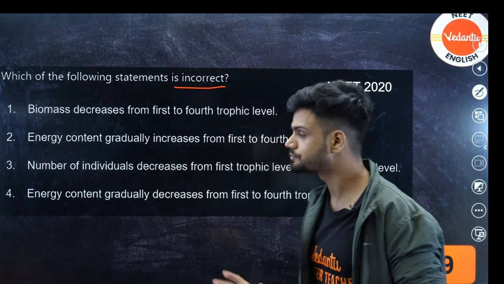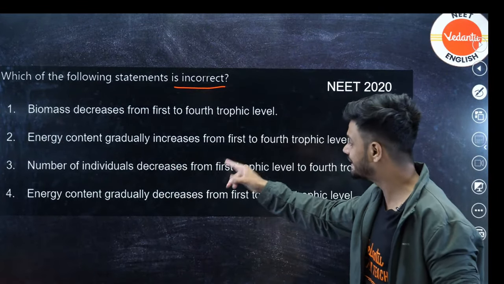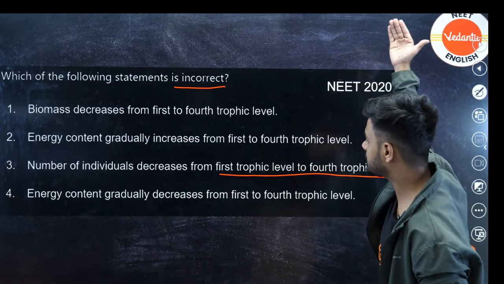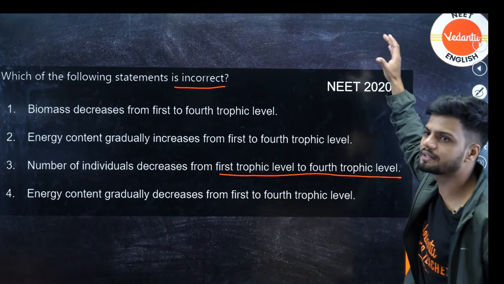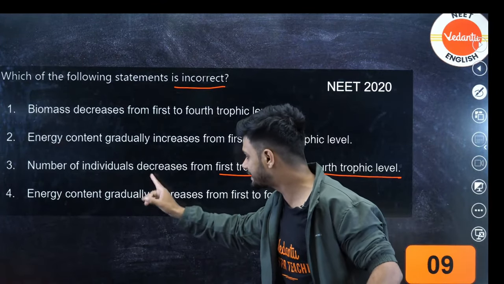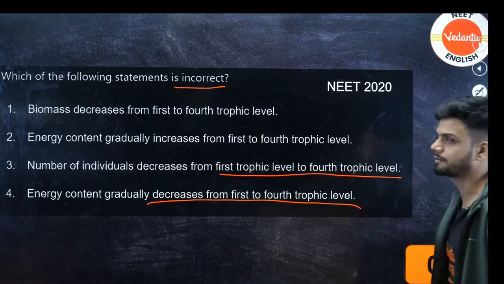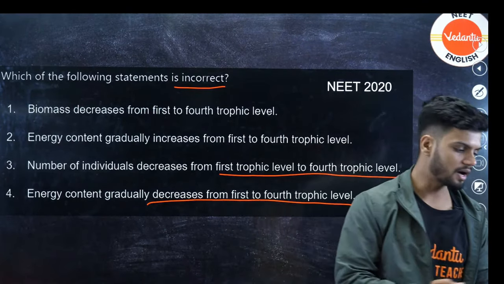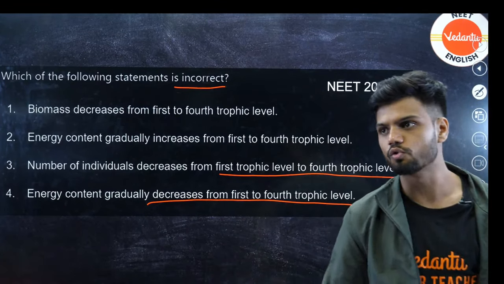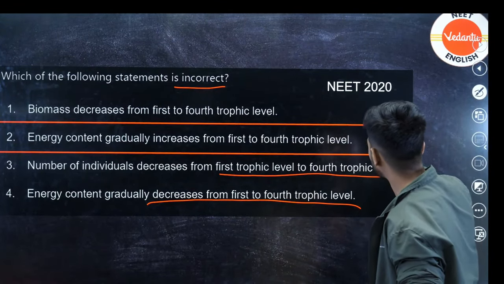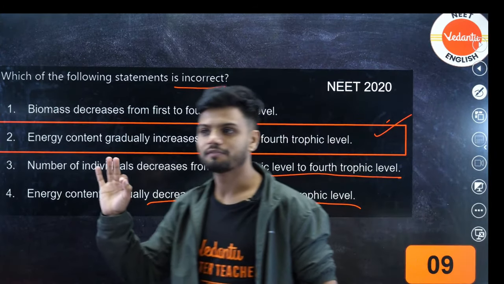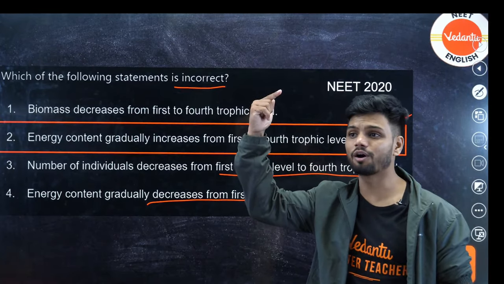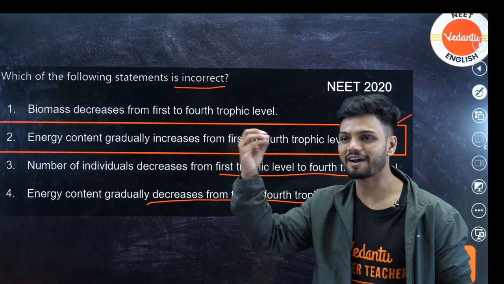Tell me right now, in the chat. Number of individuals decrease from the first trophic level to the fourth trophic level. Energy content gradually decreases from the first to the fourth trophic level. Incorrect option, because we know that energy cannot increase, the 10% law. Very, very wrong.